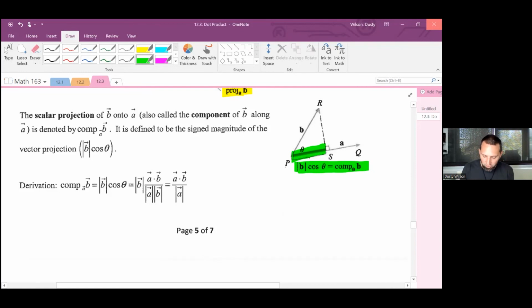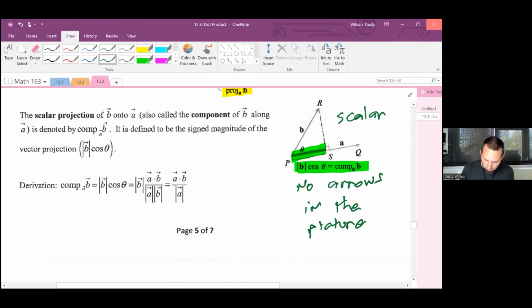It's the length. Notice there's no arrow. So it's a scalar, no arrows in the picture. Right here. Okay.